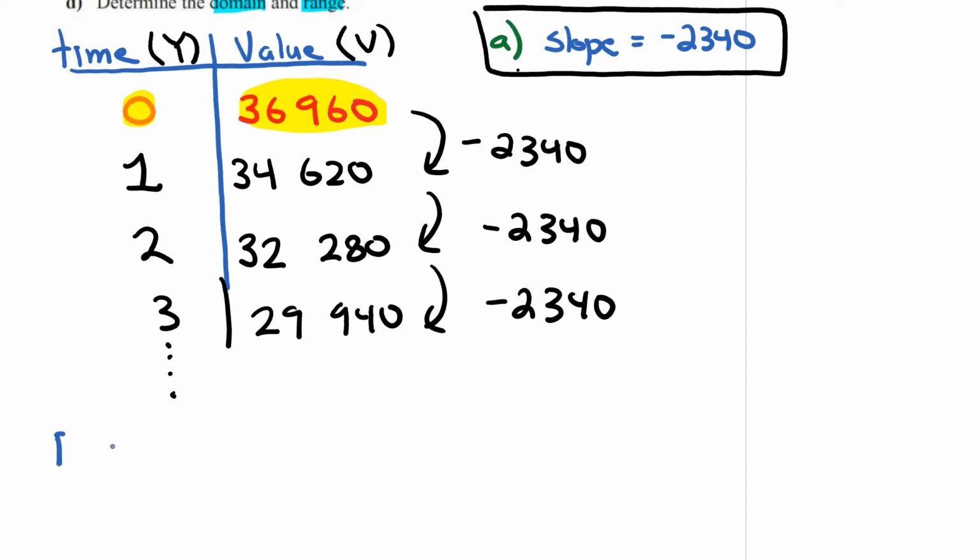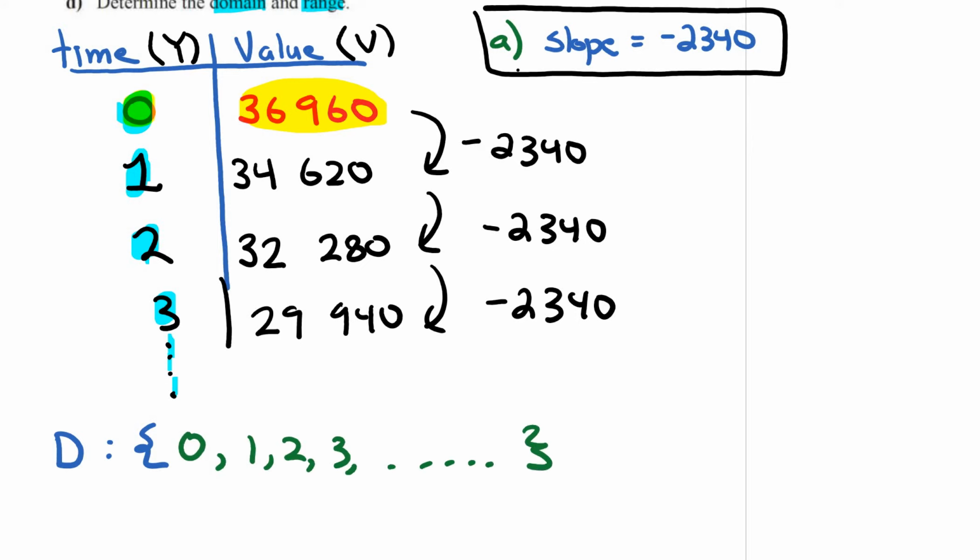So my domain is really representing my x values, and my x values are my time values, right? So 0, 1, 2, 3 on forever. So my domain would be 0, 1, 2, 3, and then dot, dot, dot going on forever. And my range is simply my y values, and my y values in this case are represented by the green numbers here.